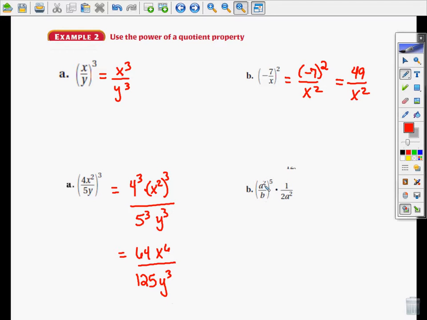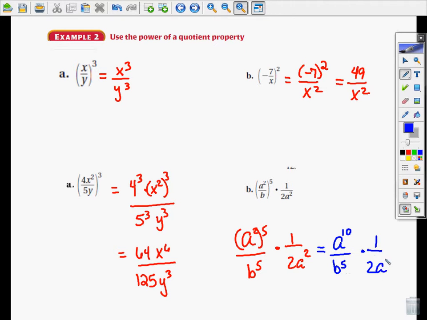Here I have a to the 2nd divided by b to the 5th. So I have to go a to the 2nd to the 5th over b to the 5th, and then it's times 1 over 2a to the 2nd. This is going to give me a to the 2nd to the 5th is a to the 10th. I still have over b to the 5th times 1 over 2a to the 2nd.